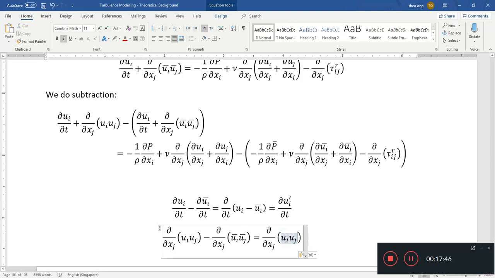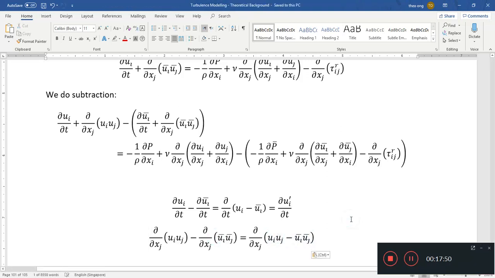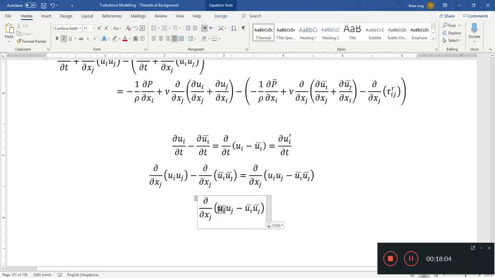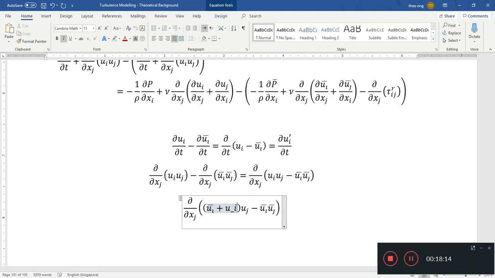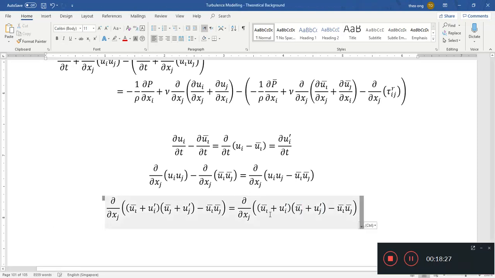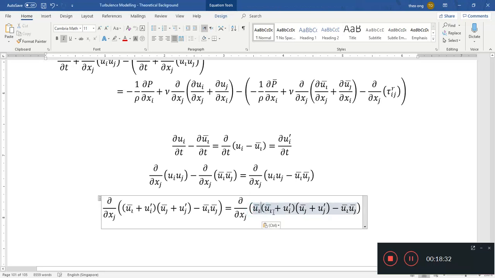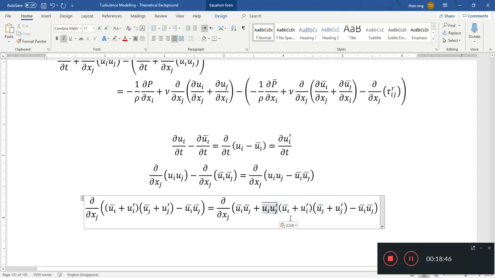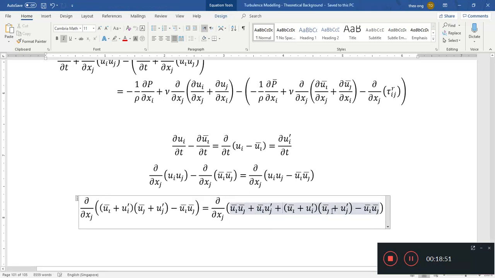ui uj minus this, I will just leave it inside. Of course, I can actually expand this out. Maybe just expand this out. All right, let's expand this out. This will be ui bar plus ui prime, and this will be uj bar plus uj prime. And that's equal to one here, two here, plus the cross terms, ui bar uj prime plus uj bar ui prime.